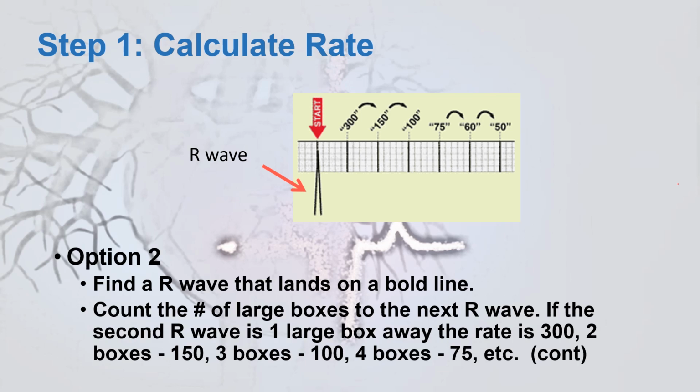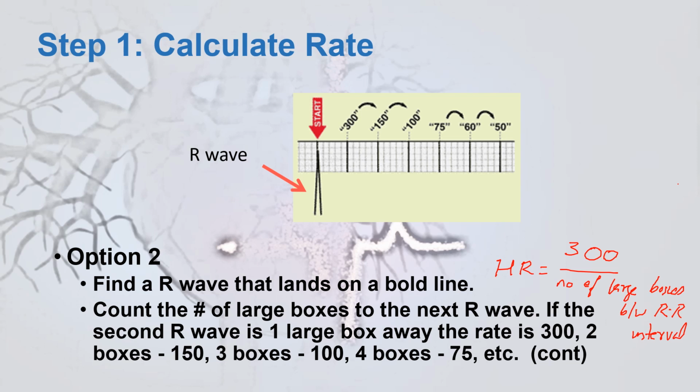Another is option 2. We find an R wave that lands on the bold line and count the number of large boxes between 2 R waves. For this option we can use: heart rate equals 300, which is constant, divided by the number of large boxes between the RR interval. This is a simple thing. Count the number of large boxes between the RR interval, then apply this equation, 300 divided by the number of large boxes between the RR interval, and we get the heart rate of the person.